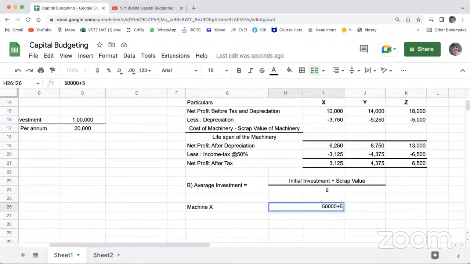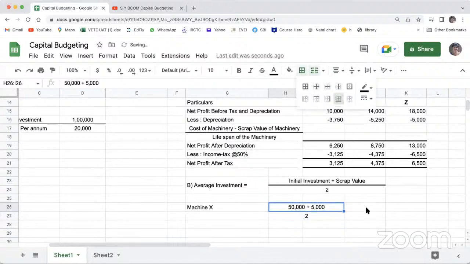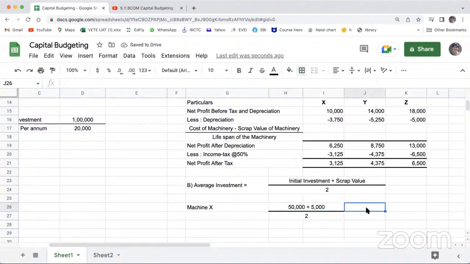50,000 plus 5,000. Oh, you all have already worked it out too. So good. Yeah, the answer is how much? Answer is 27,000, right? So rupees 27,000 is the answer. Okay, now let's do it for the machine Y.